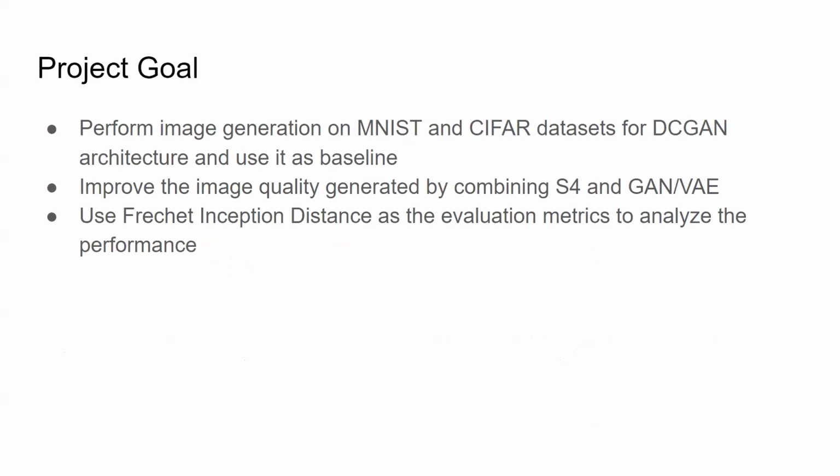So about our project goal. We first plan to implement a DCGAN, which is a very classic GAN architecture. We plan to train it on the MNIST dataset and CIFAR dataset, and use the images it generates as our baseline. And then we are going to combine S4 architectures with GAN and VAE, and compare the images generated by our improved architecture with the DCGAN output. We believe that the FID score could be a good evaluation metric to analyze the performance.